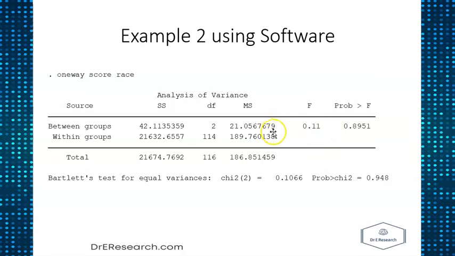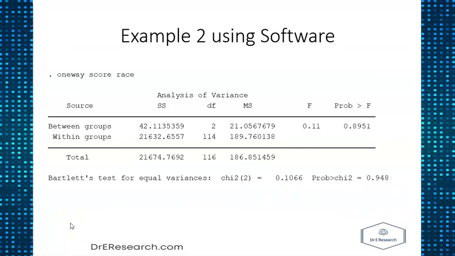When I divide this by this, I get this F statistic, which will have 2 and 114 degrees of freedom. That gives the p-value, which is not statistically significant. And again, down here, this p-value is for comparing that the variances are the same across groups, not statistically significant, so we don't have to worry about that here. So that is one-way ANOVA.